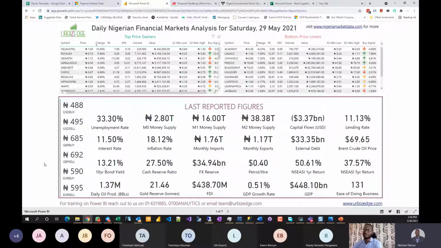And then the cash reserve ratio. So that is what the government, what CBN, has mandated banks to always keep as reserve, as a portion of their customer deposits with them. So 27.5, that's the current one. Then the FX reserve is 34.95.